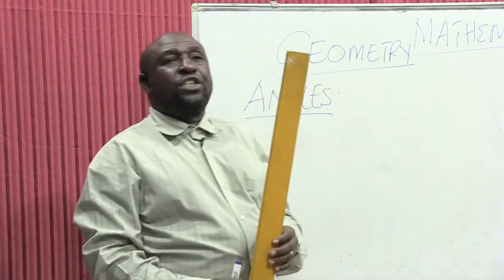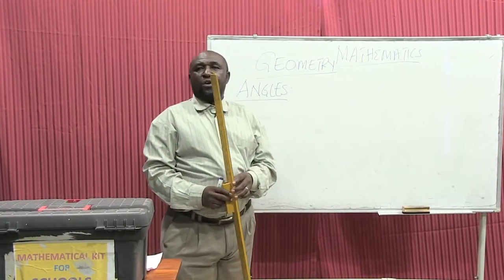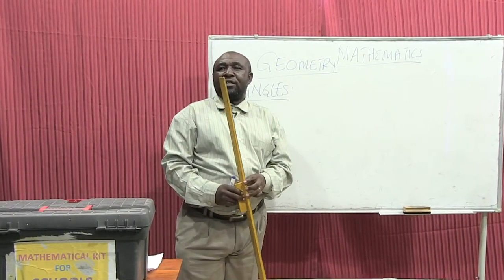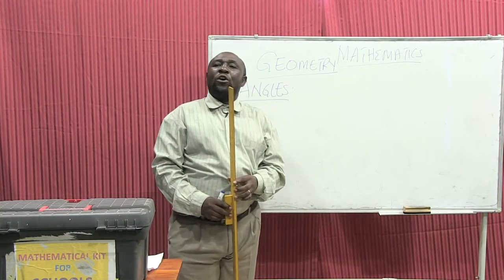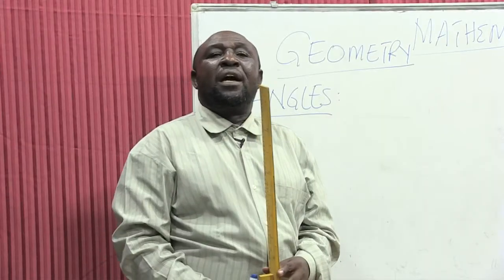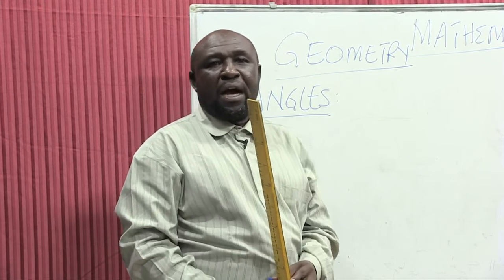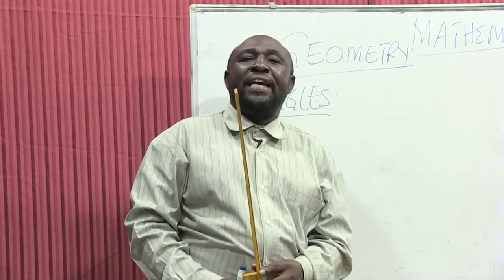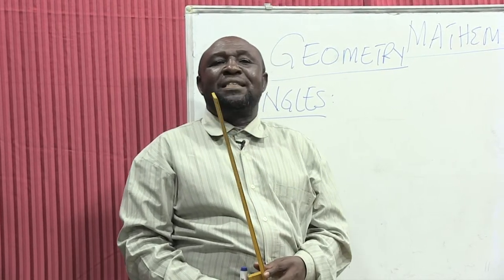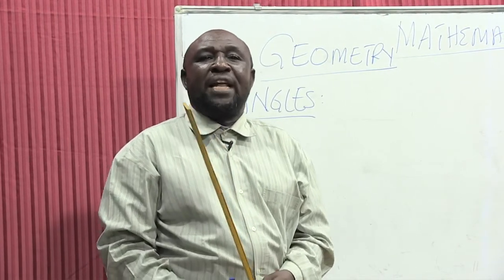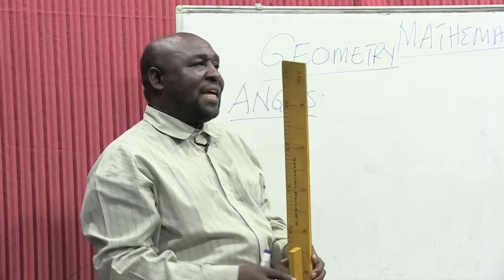So today we are going to discuss alternate angles. And the alternate angles are of two kinds. One is alternate interior angles, and the other is alternate exterior angles. As usual, for the alternate angles to be formed, you must have pairs of parallel lines and a transverse line crossing the two parallel lines or three parallel lines.